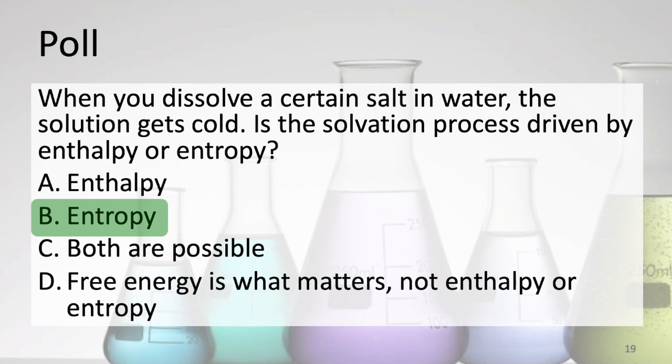So, for example, if we dissolve a certain salt in water and the solution gets cold, is the process driven by enthalpy or entropy? And when we say driven by, what we're meaning is which of these is contributing more to the spontaneity, that sign of delta G. And if we know it's getting cold, that means our enthalpy is positive. It's an endothermic reaction, and that is unfavorable. So in this case, this is driven by entropy because entropy is able to overcome the unfavorable enthalpy of the endothermic reaction.